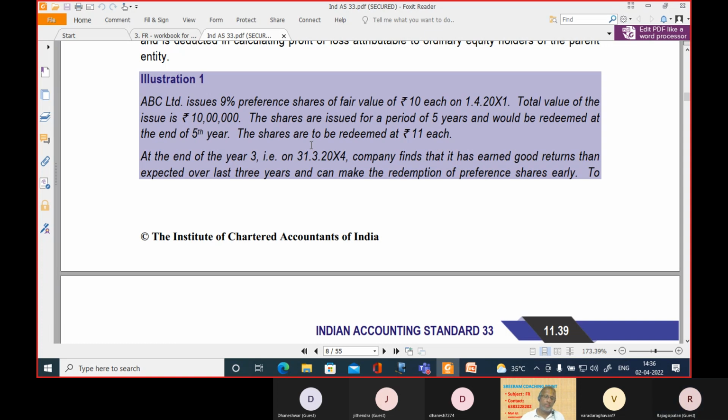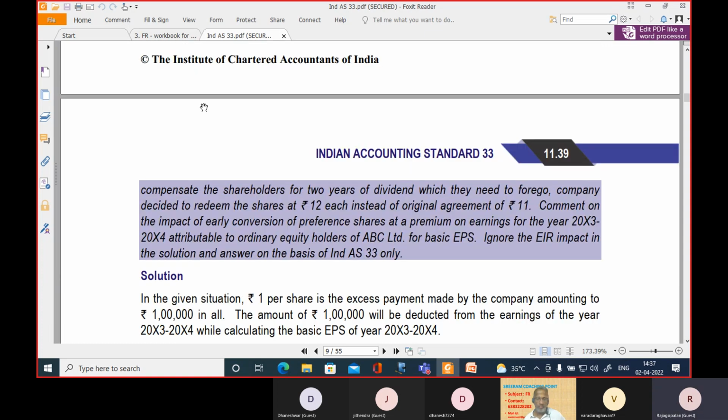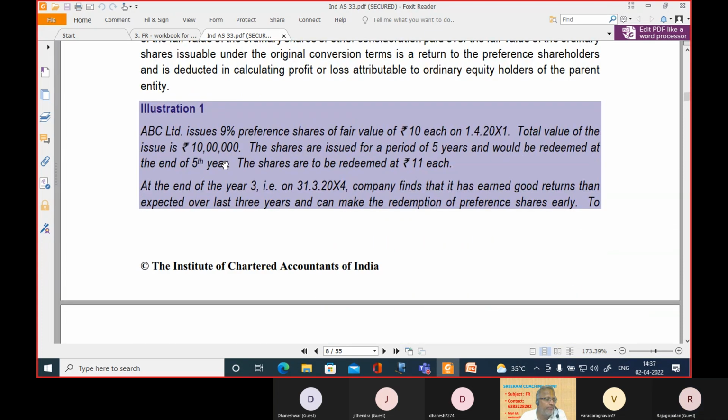To compensate the shareholders for 2 years of dividend which they need to forgo, the company decided to redeem the shares at rupees 12 each instead of the original agreement of rupees 11. Comment on the impact of early redemption of preference shares at a premium on earnings for the year 20x3-4 attributable to ordinary equity holders of ABC Limited for basic EPS. Ignore the EIR impact in the solution and answer on the basis of Ind AS 33 only.